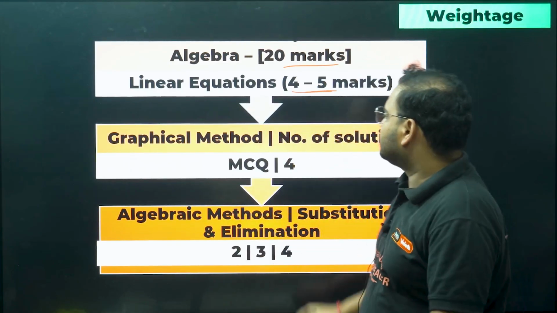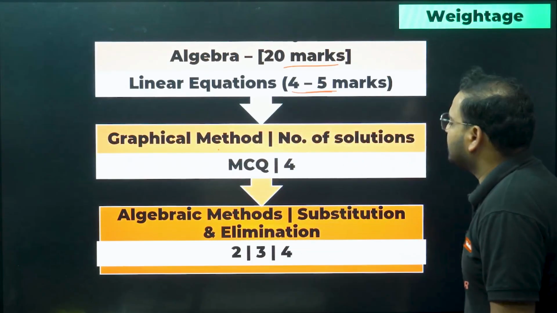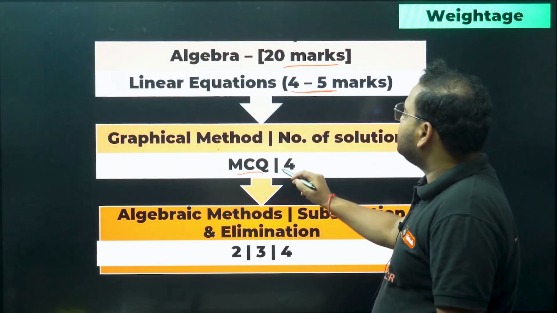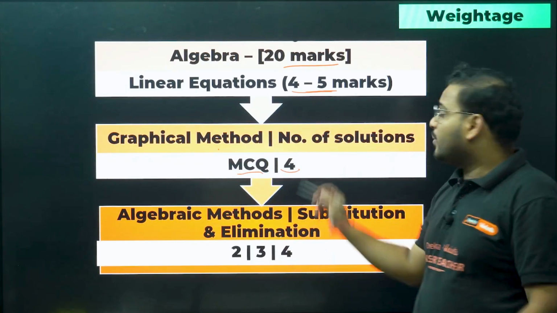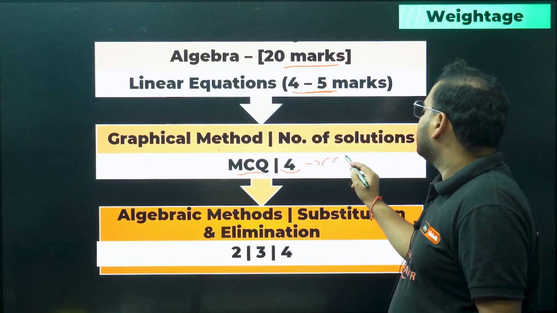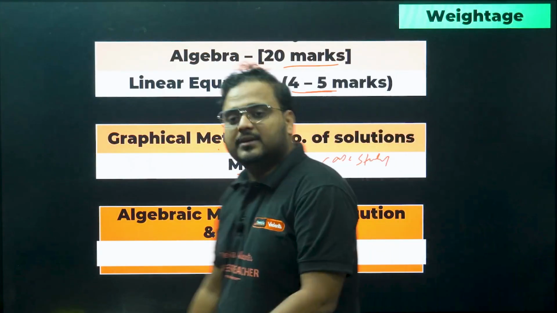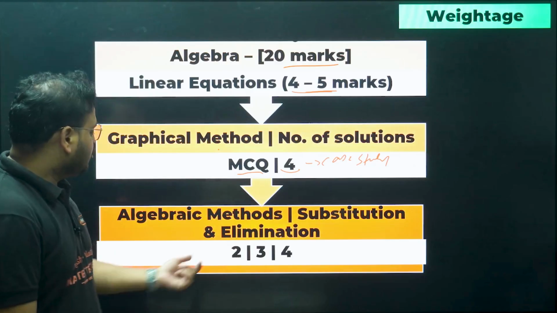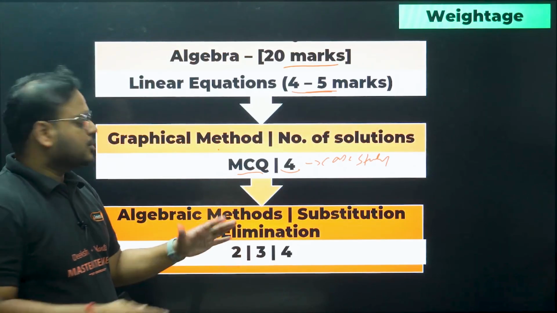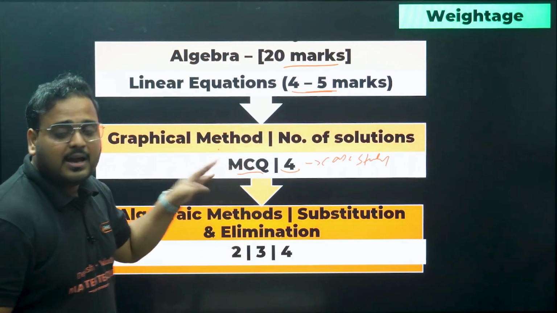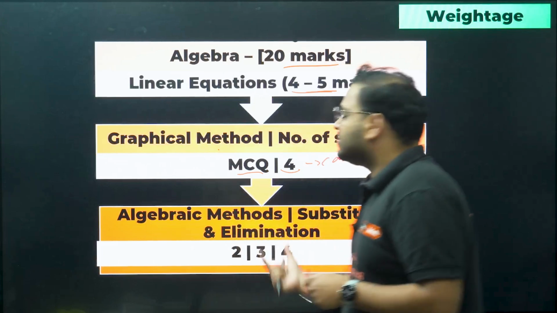Again, questions from the graphical method of solutions and number of solutions can be asked in the category of MCQs or the 4 marker. What is the 4 marker? Case study. This 4 marker means case study. Whereas algebraic method and substitution method questions come in either 2 marker, 3 marker, or 4 marker. So basically I have taken those concepts and I'm telling you from this concept what kind of question can be asked.